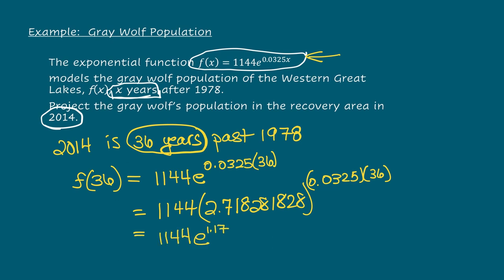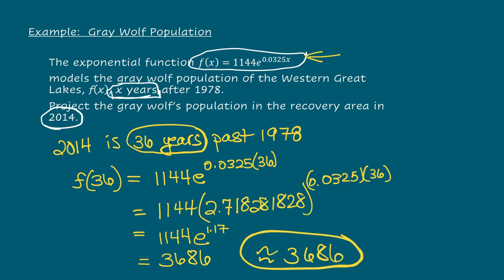All right, if I do that evaluation of my exponent, I'm going to be raising e to the 1.17th power. If I enter that into my calculator and do my multiplication, then I'm going to end up with 3,686. So that indicates that the gray wolf population in the Western Great Lakes in the year 2014 is projected to be about 3,686 wolves. So that's an approximation.